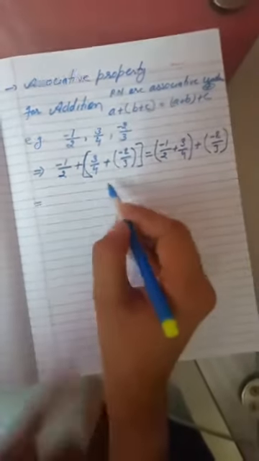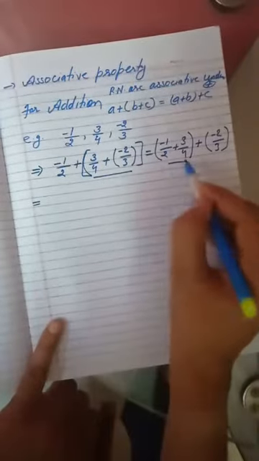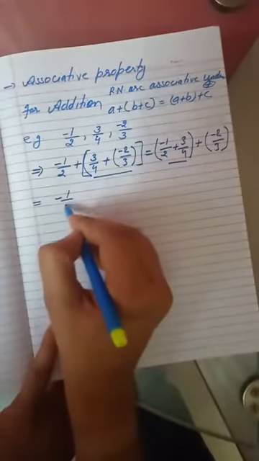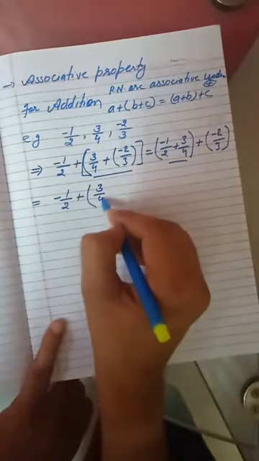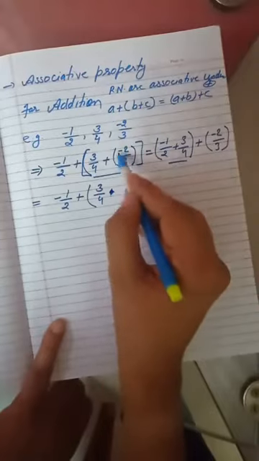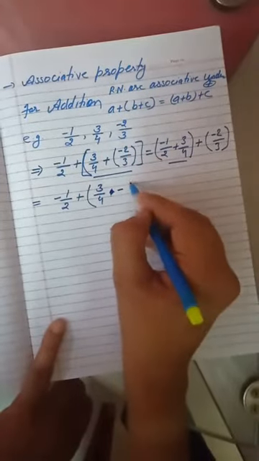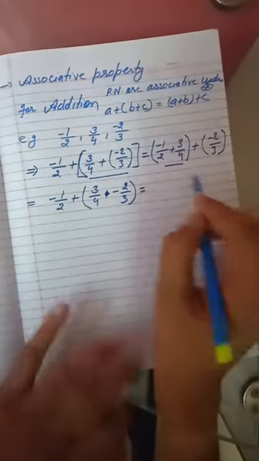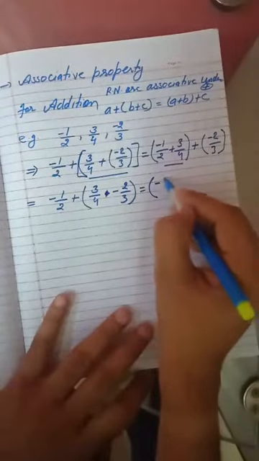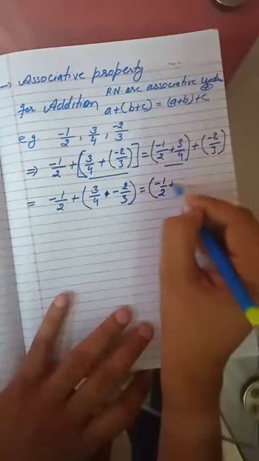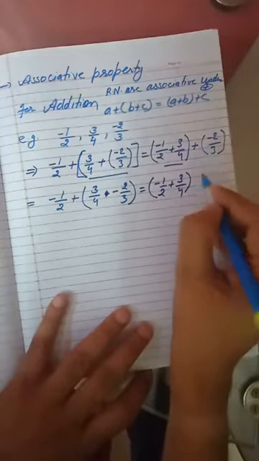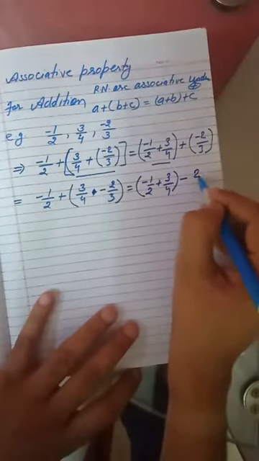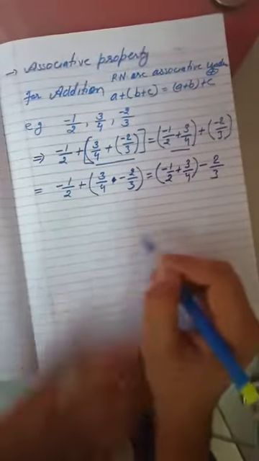Now next step, you have to first solve these brackets. Okay, so minus 1 upon 2 plus, now come to this bracket, this is 3 upon 4, then plus and minus, it becomes minus 2 upon 3. Okay, now next side, same, minus 1 upon 2, this is plus, 3 upon 4, this is plus and minus multiplied and the result is minus 2 by 3. Is it clear?